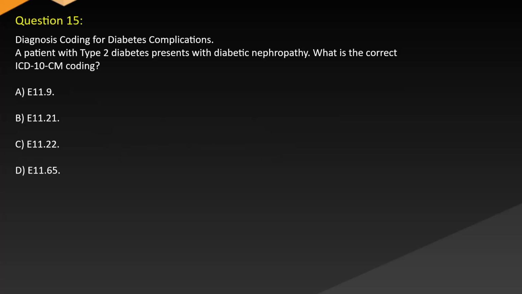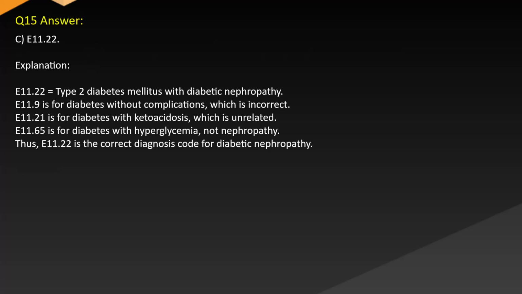Question 15. Diagnosis coding for diabetes complications. A patient with type 2 diabetes presents with diabetic nephropathy. What is the correct ICD-10-CM coding? A. E11.9. B. E11.21. C. E11.22. D. E11.65. Answer: C. E11.22.